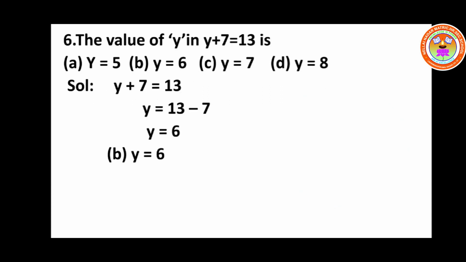Okay ma'am. Now problem number 6. The value of y in y plus 7 is equal to 13 is option A y is equal to 5, option B y is equal to 6, option C y is equal to 7, option D y is equal to 8. The solution is y plus 7 is equal to 13. So this y plus 7, the 7 comes to the right hand side. So here it is in plus sign. When it comes to the right hand side, it changes into minus 7. So 13 minus 7, the answer is 6. So the option B, y equal to 6 is your final answer.